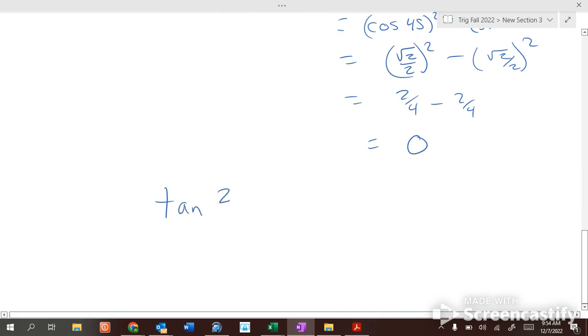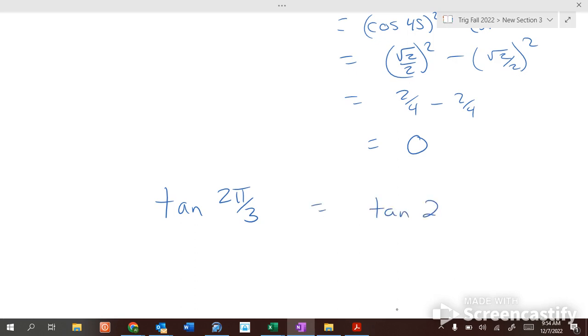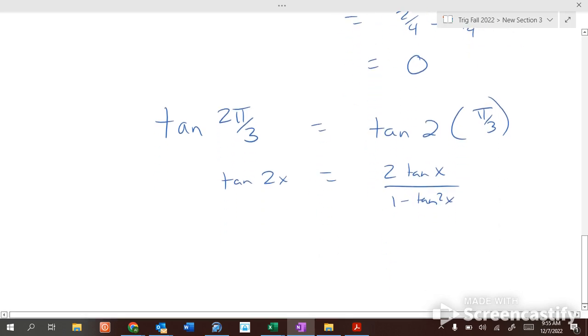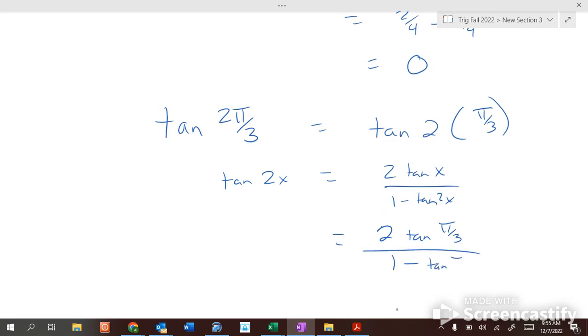The tangent of 2 pi over 3. That's the same as the tangent of 2 times pi over 3. Well, the tangent of 2x is equal to, now this one I don't always remember, 2 tangent of x over 1 minus tangent squared of x. So it's 2 times the tangent of pi over 3 over 1 minus the tangent of pi over 3 squared.